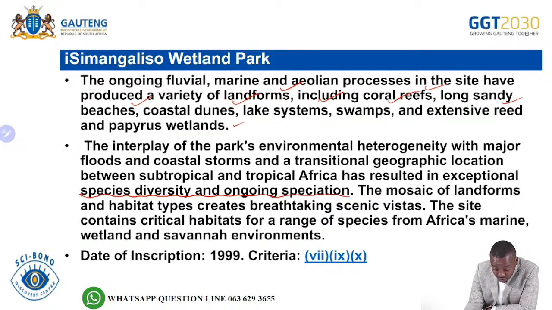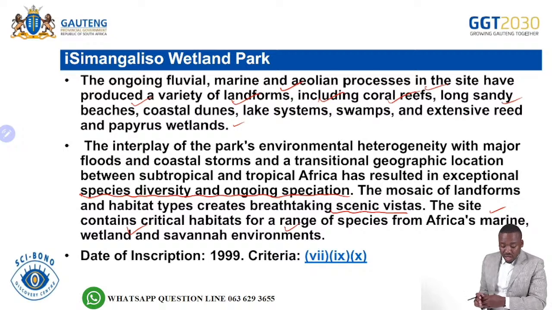It is a group of what? Of animals that we can find there. The mosaic of landforms and habitat types create a breathtaking scenery. It has to do with what? With beauty. The site contains critical habitats for a range of species from Africa's marine, wetland, and savanna environments.